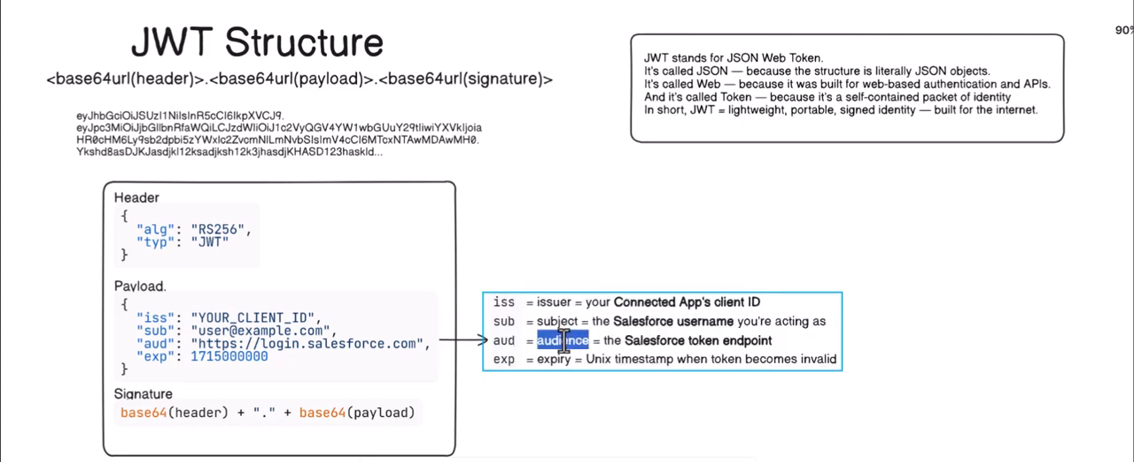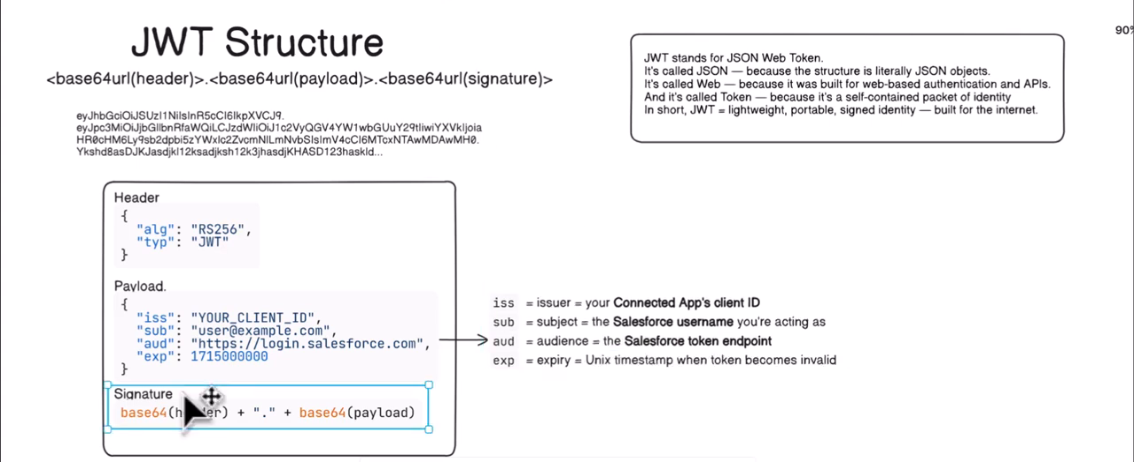Next comes the audience. Audience is nothing but your endpoint of the server, right? This is the endpoint which the server will let the client know, and the client has to hit that endpoint in order to obtain the access token. And the last one is expiry. Expiry is nothing but it tells the server when the token becomes invalid, and it is in Unix timestamp format.